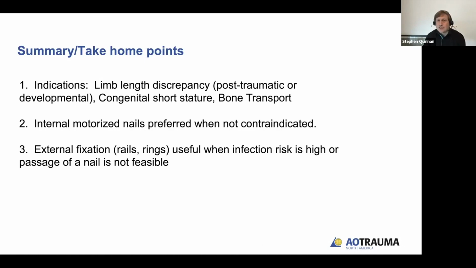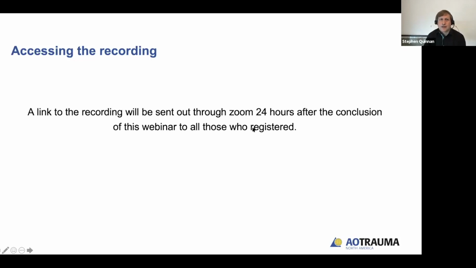Internal motorized nails are really, in my mind, in this modern era, preferred when there's not a contraindication based on infection or reasons why a nail can't be placed. They're much easier for the patient. They've shown excellent overall outcomes in terms of alignment that really outperform even what external fixation can achieve in the femur. And external fixation using either a rail or rings is a wonderful tool to have available when we have major infection problems, when an internal device would really be prohibitive. So thank you for your attention.